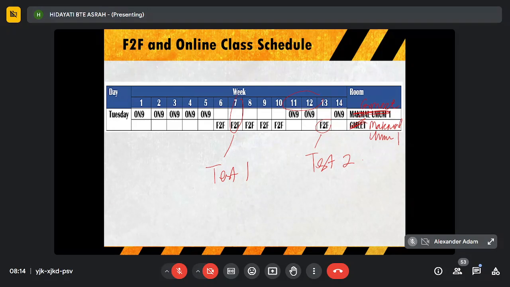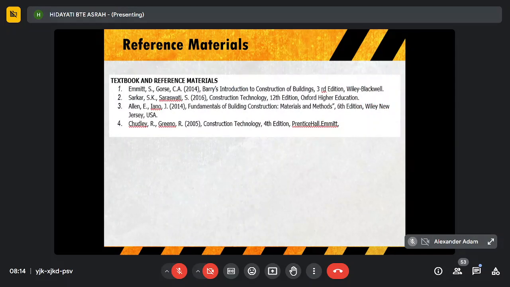So next is the reference materials. These are the suggested books for this course. However, you can use any type of book related to construction technology, not necessarily all these books. Let's say you go to the library and you find books on building construction or civil engineering construction. Any books related to construction you can use. I will also share the lecture notes, but do not depend on lecture notes only. You still need to do extra revision during your self-study time.